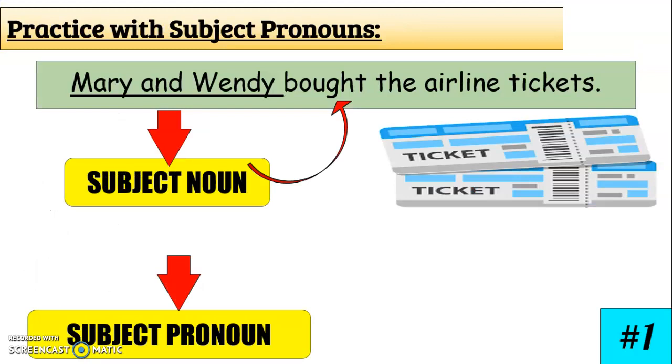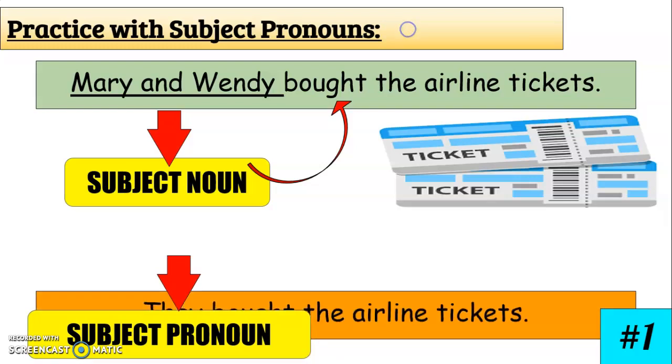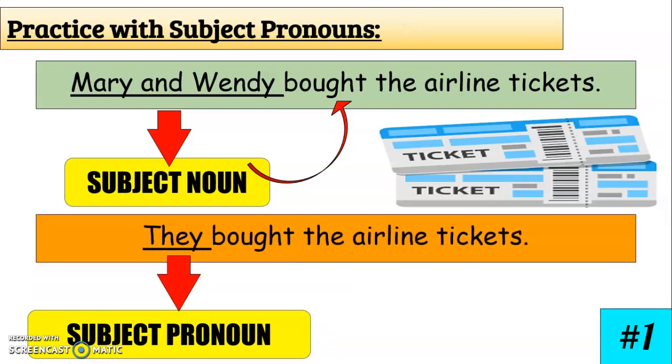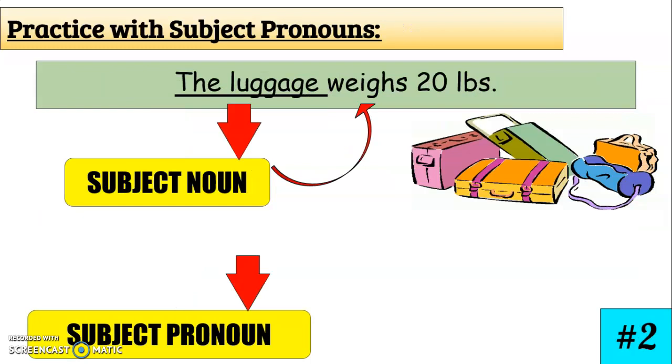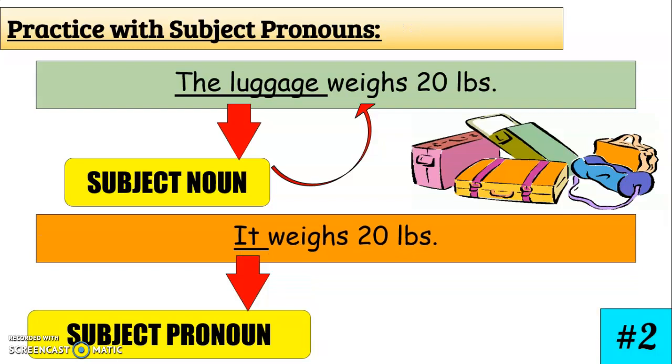Let's work with some sample sentences. In the first sentence, we have Mary and Wendy bought the airline tickets. Mary and Wendy refers to more than one person in third person, so the correct subject pronoun is they. They bought the airline tickets. Second sentence, the luggage weighs 20 pounds. The luggage is an object, so in this case, there isn't any gender attached to the subject noun. The correct subject pronoun is it.